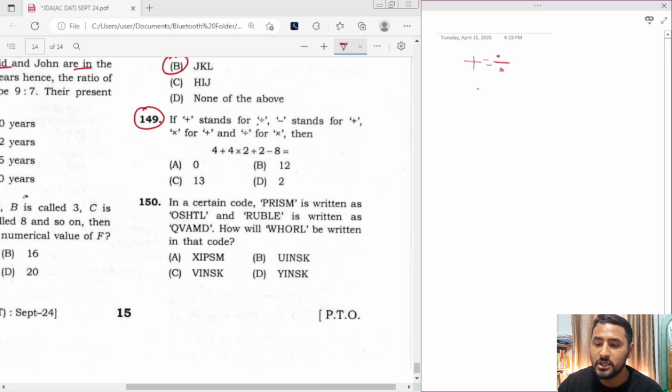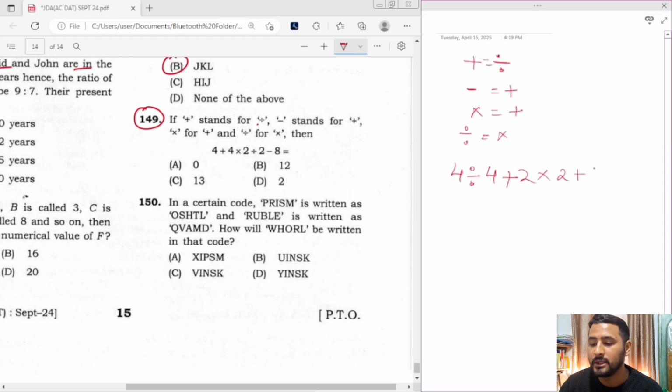Then minus will change to plus. Then into will change to plus. Divide will be changed to into. So let's see the equation. 4 plus will change to divide. 4 into will change to plus. 2 divide will change to into. 2 minus will change to plus.